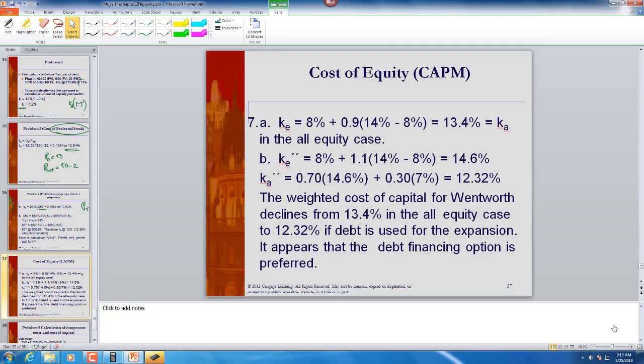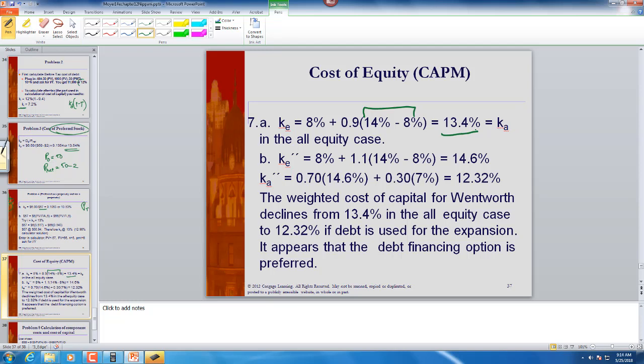Now, Wentworth Industries is 100% equity financed. Its current beta is 0.9. The expected market rate of return is 14 and the risk-free rate is 8. So the difference between the market rate of return and the risk-free rate, or the market risk premium, is actually given there. Because there is no debt and no preferred, cost of equity equals cost of capital. So 0.9 multiplied by the market risk premium of 14 minus 8, plus 8%, which is the risk-free rate. The cost of equity for this company is 13.4.